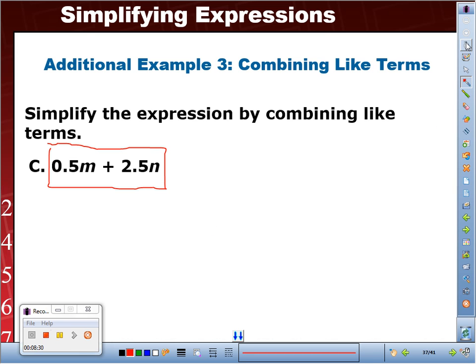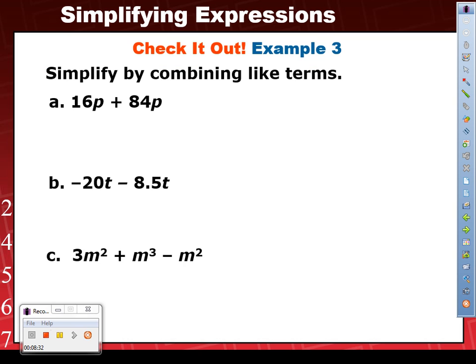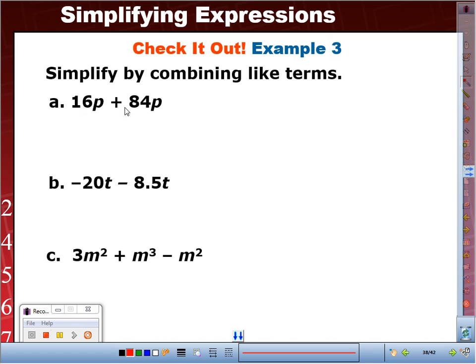Anyways, let's continue. Copy this one. Example 3, lowercase a, b, and c. You got 1 minute. For a, it says 16p plus 84p. For b, negative 20t minus 8.5t. For c, 3m squared plus m cubed minus m squared. Go.